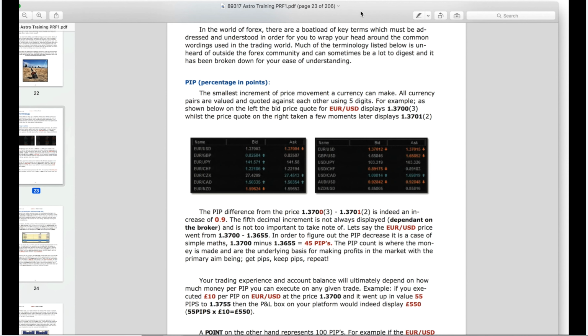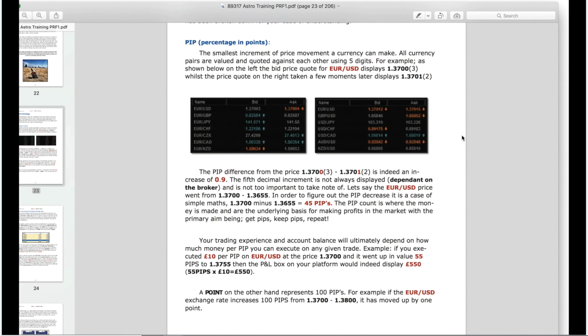Pips. I'm on page 23 in the astrofx book. Now, pip stands for percentage in points. There's a few examples in here, sourced from NetDania, which is an online trading platform. As you can see, we have bid and ask. Bid and ask is important, so I'll get into that in a moment, but we can also see that the quotes actually go to 5 decimal places. So we have 1.37003, 1.37004.